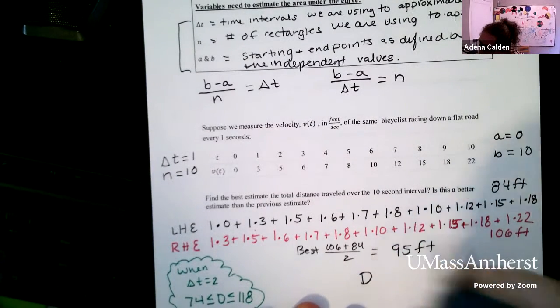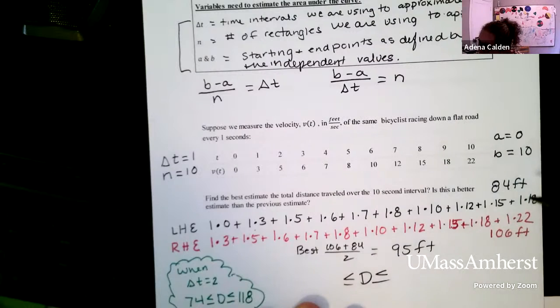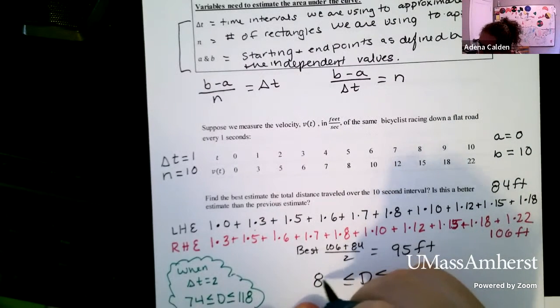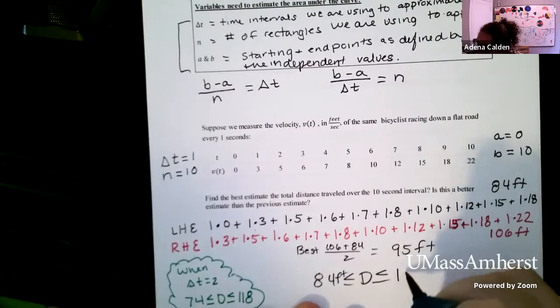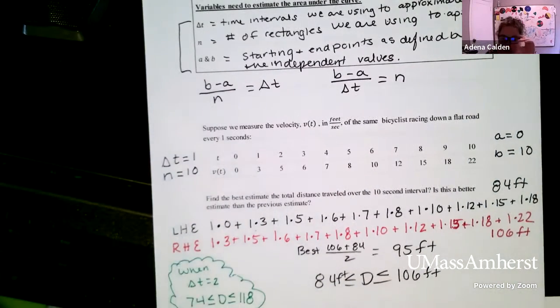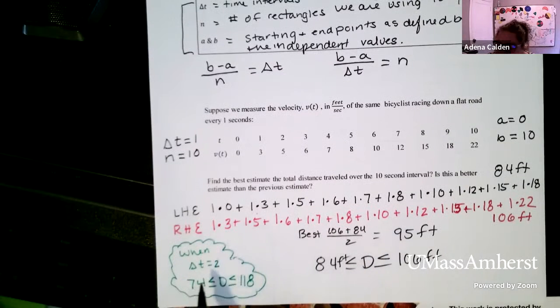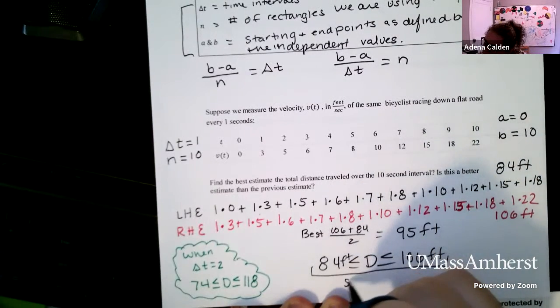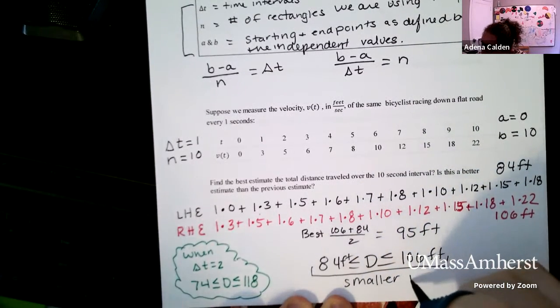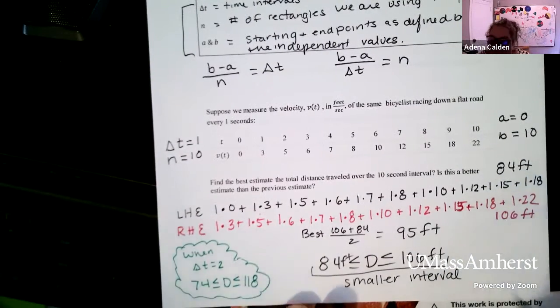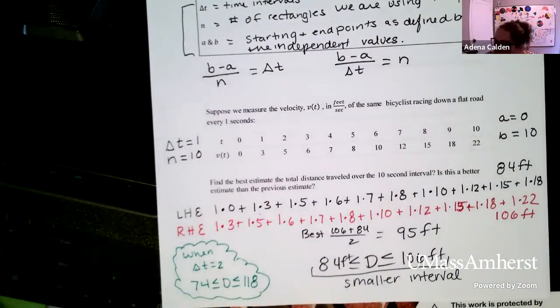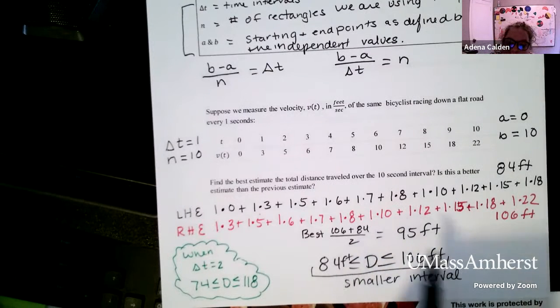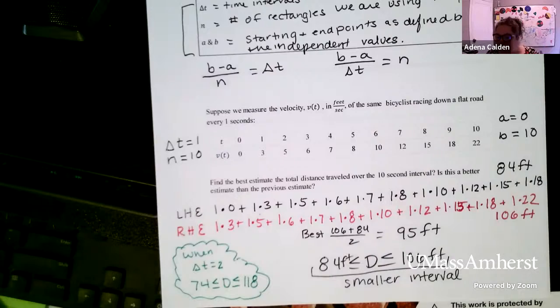This information tells us that the actual distance traveled has to be between 84, which is our lower bound, and 106, which is our upper bound. When we did this with delta t equals 2, we're counting every 2 seconds, our bounds were 74 and 118. This is a smaller interval, so it's a better estimate. Okay, if you are able to shrink the interval of where your total distance needs to be, that's going to give you better information.